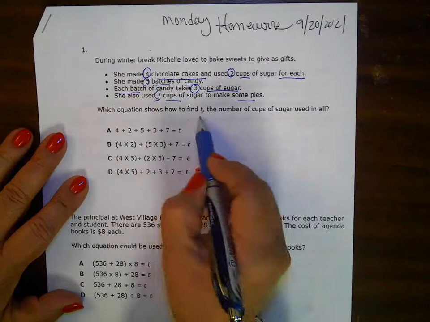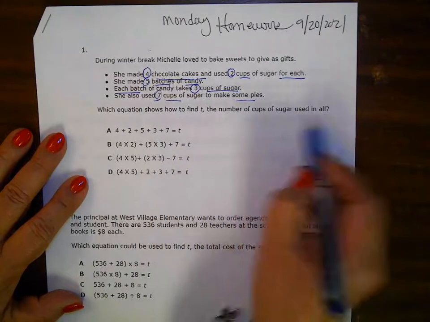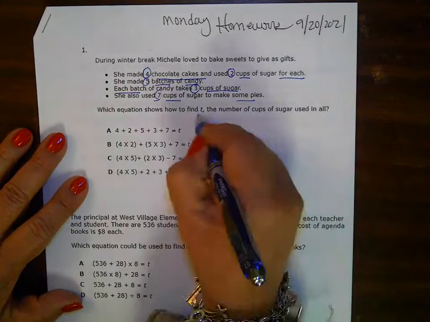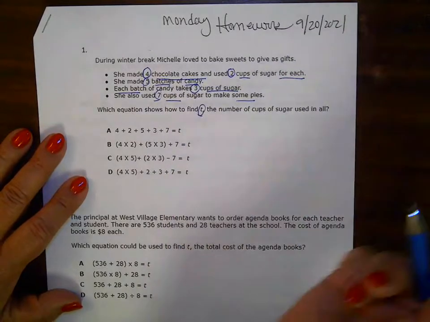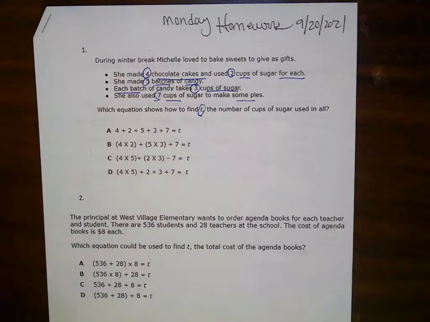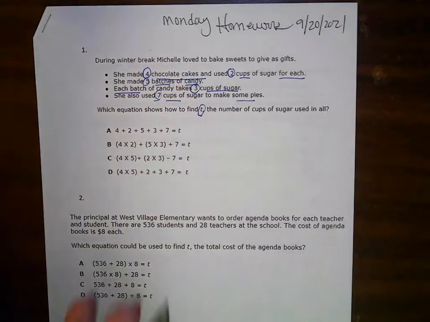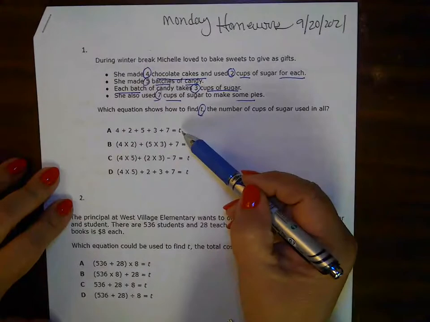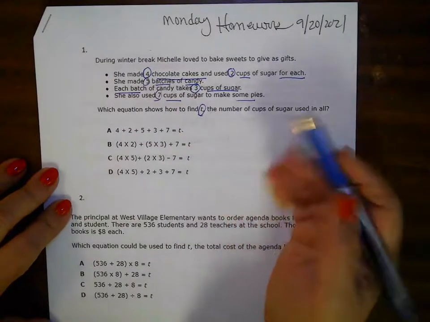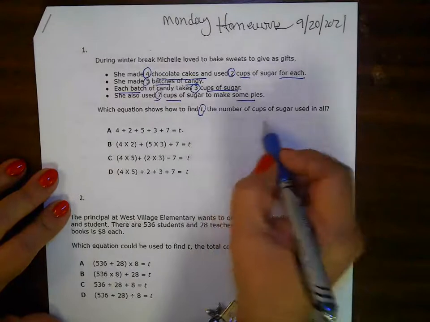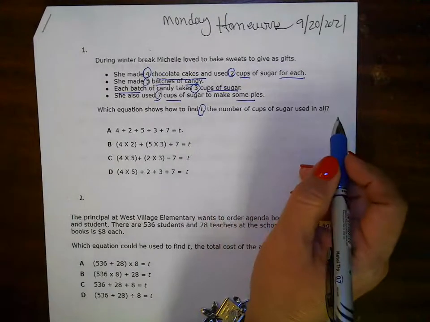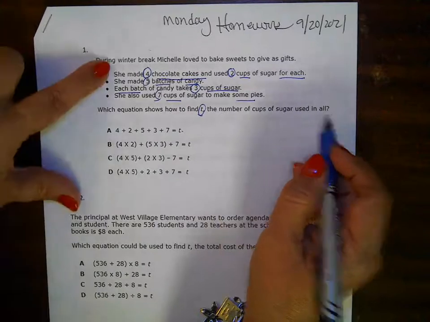Which equation shows how to find T, the number of cups of sugar used in all? So T is going to represent the number of cups of sugar. Our answer is going to be labeled as T, the number of cups she used in all. So let's come through here and think about this.